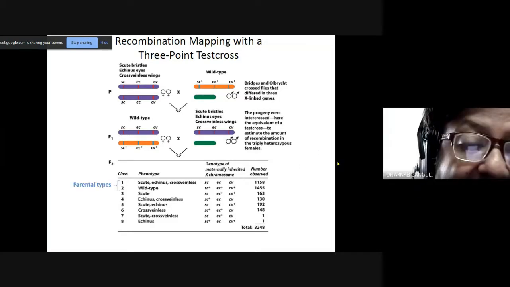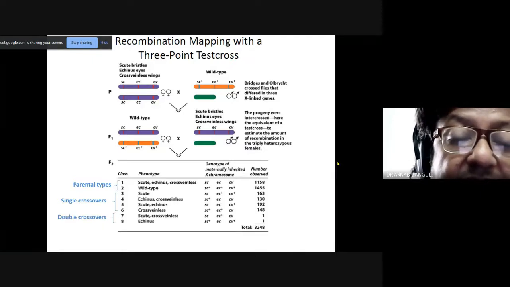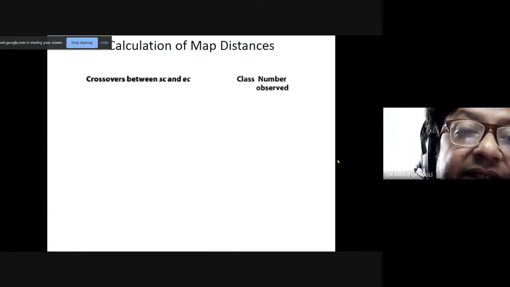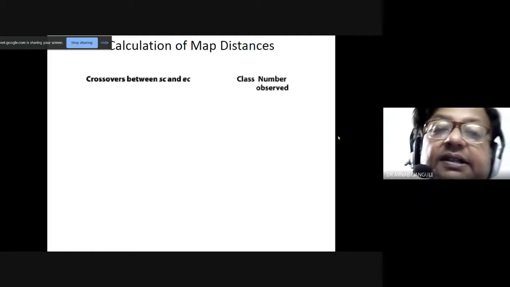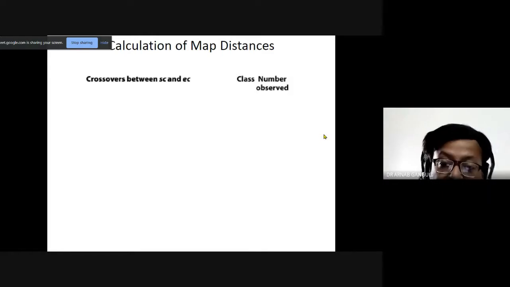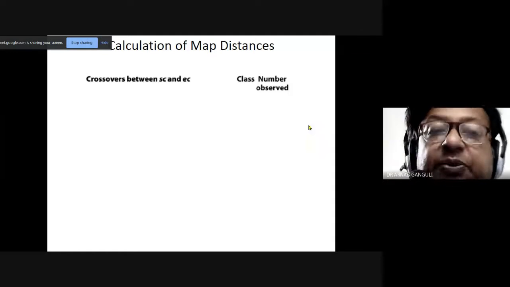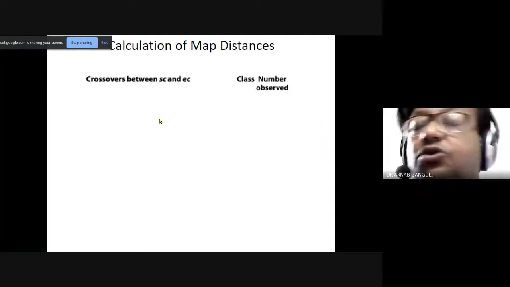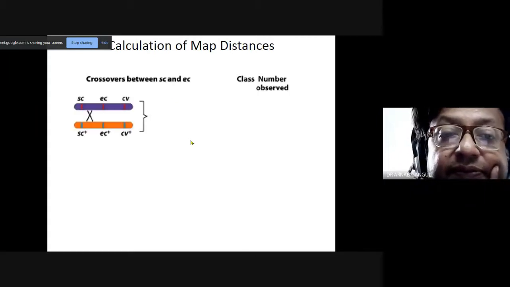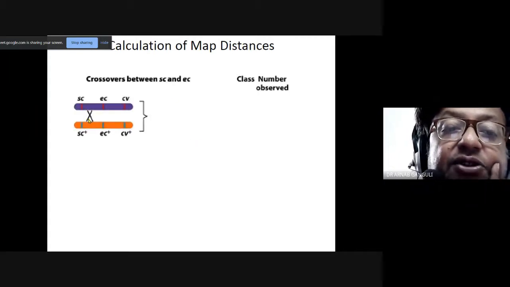So these are the parental types. These are the single crossovers. And these are the double crossovers. So now you calculate map distances. You have not been given any data about the map. So crossovers between SC and EC, you don't know what the distance is. You know only the two phenotypes. SC and EC crossover is taking place.